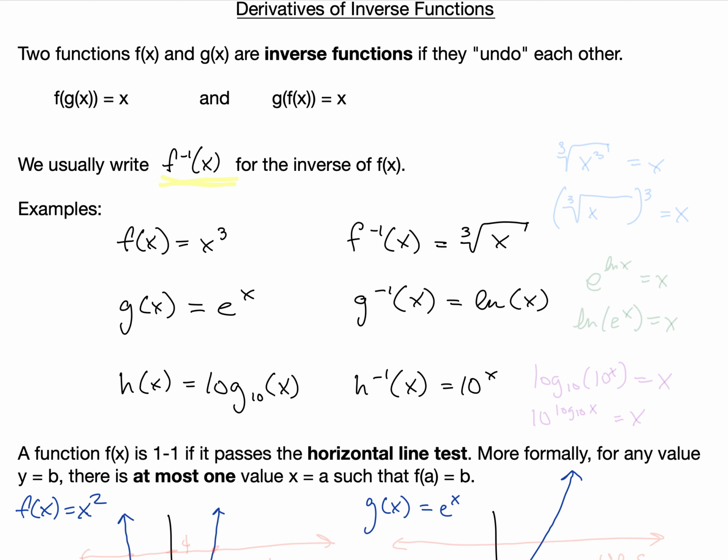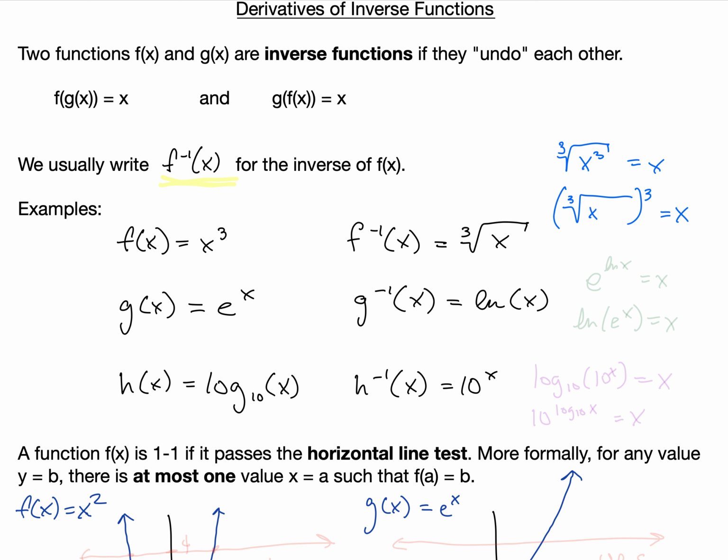As a couple examples, if f of x is x cubed, then f inverse of x is the cube root of x, because as we know, if we took the cube root of x cubed, that would just give us x back. And similarly, if we took the cube root of x and then took that to the third power, that would also just give us x. So those are inverse functions of one another.